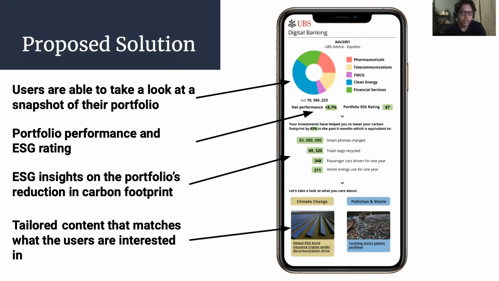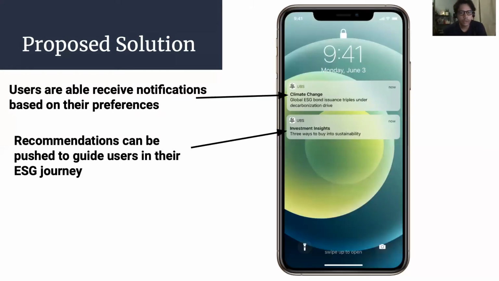At the bottom, we also have interesting content published by the research or CIO team that the users can read. To cater to their needs, the content will be made customizable to what they care about. So in this case, the client cares about climate change and pollution and waste, and hence he's seeing content relating to both topics. On top of that, users are also able to receive notifications of content and investment recommendations based on the preferences so that they don't miss out on anything. So this will be pushed to the users as and when is necessary.